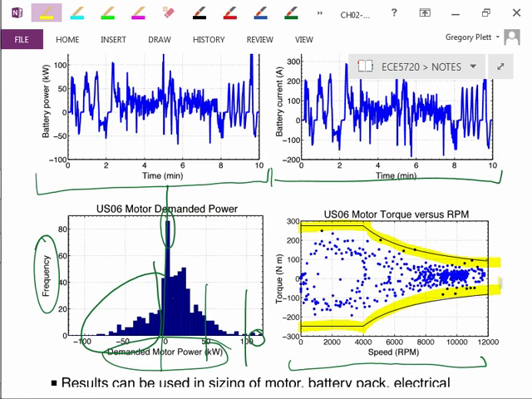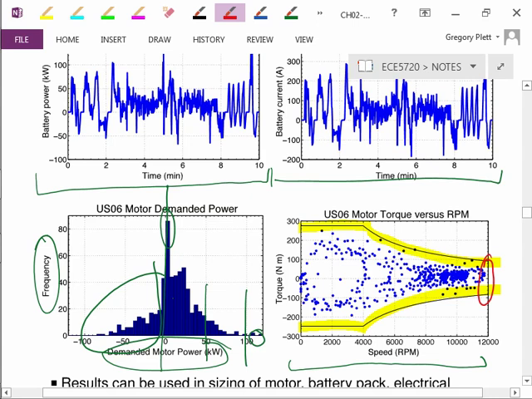But this is also helping me to see whether the motor is properly designed or not. If all of my data points were right up here, then there's something wrong with my gearing ratio. My motor is operating at its max speed too much.